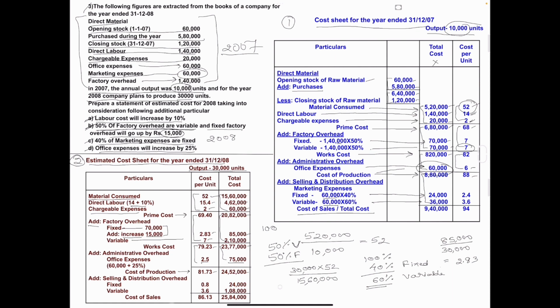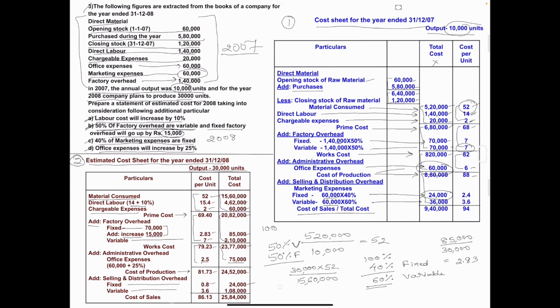Add selling and distribution overhead. In that, fixed and variable are there. For fixed, see the 2007 year cost sheet total column. Fixed overhead amount for selling and distribution is 24,000. So in the estimated cost sheet, write in the total column 24,000. For per unit, 24,000 divided by 30,000, you will get 0.8.